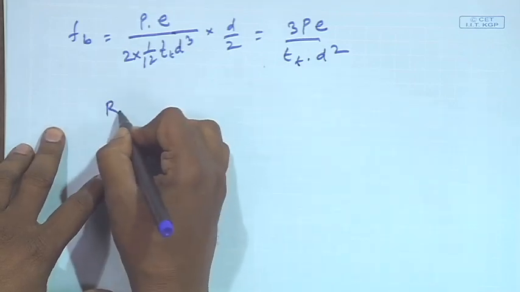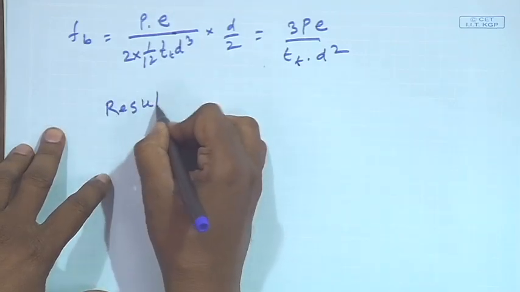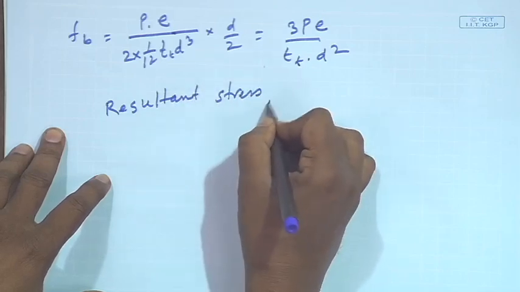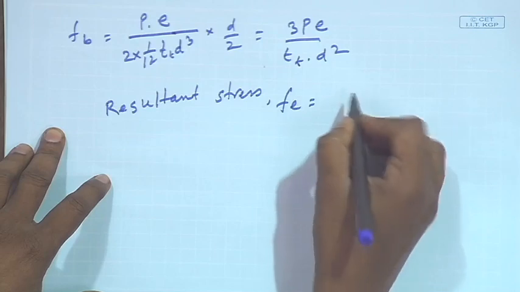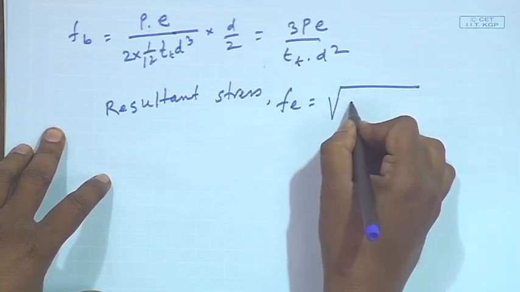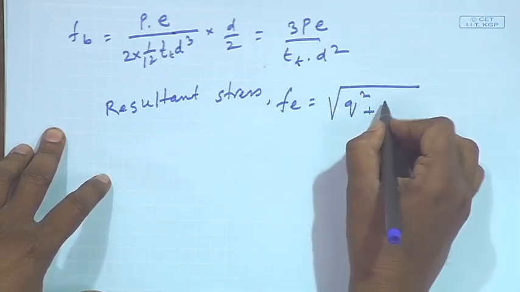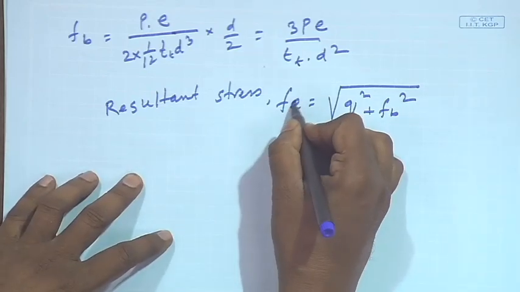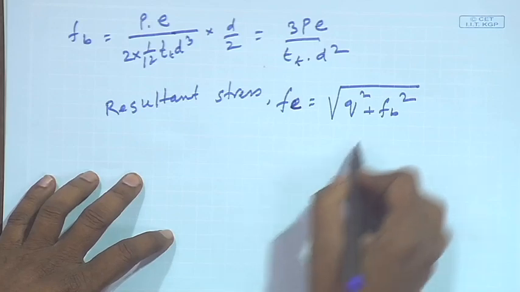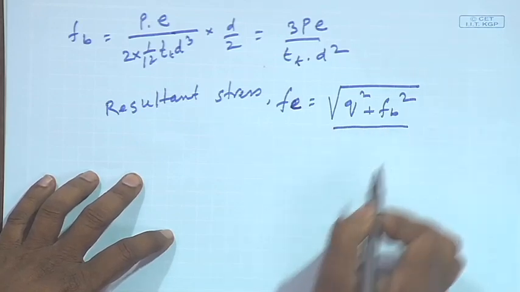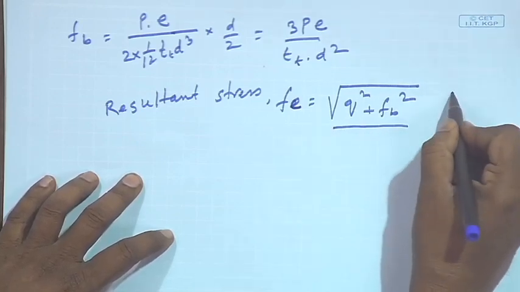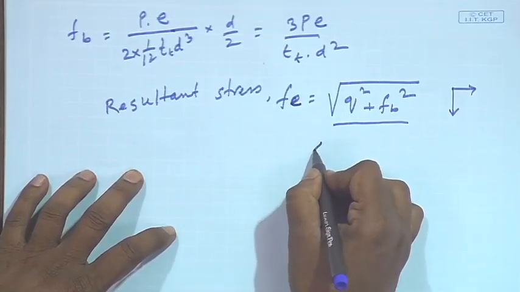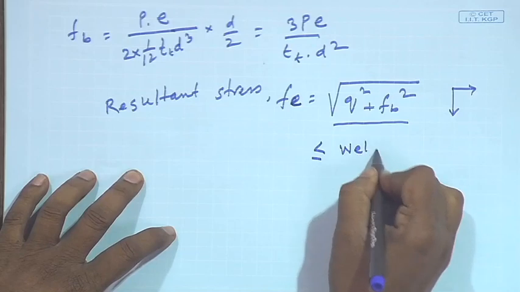So the resultant stress we can find out. The resultant stress fe is equal to the square root of q square, the shear stress, plus fb square, the bending stress, because both are acting perpendicular to each other, and it has to be less than or equal to the weld strength.